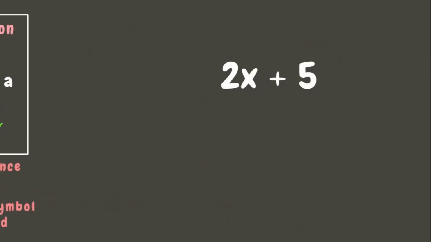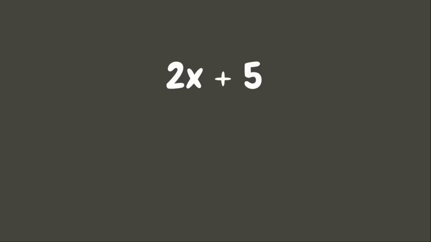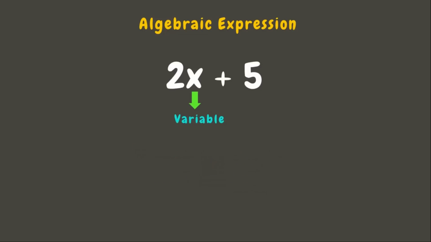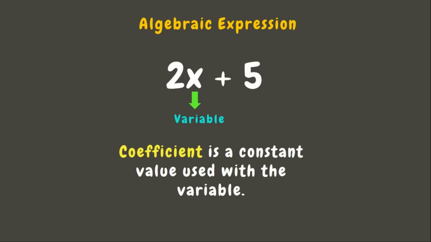Wonderful! Now that you know the differences, let's move on to the parts of algebraic expression. The first one is the variable. The variable is any letter or symbol that represents a number. Here, the variable is letter x. The next one is the coefficient. The coefficient is a constant value used with the variable. It is the factor or the number being multiplied to a variable. Here, the coefficient is 2. We can always find the coefficient before the variable.